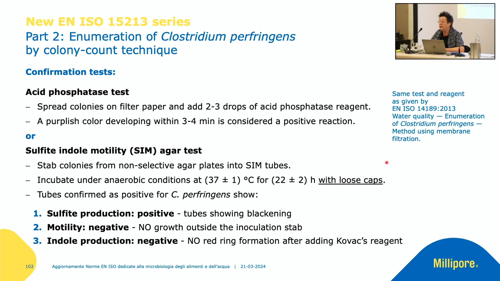SIM agar is very simple, prepared in tubes with a high depth, and you stab your colony directly into the tube. Very simple, and incubate it overnight, very important, with loose caps in anaerobic conditions. The tubes confirmed as positive Clostridium perfringens show blackening; they are sulfite production positive. They have no motility, so there is no growth outside the inoculation stab. And we have a negative indole reaction after adding the Kovacs reagent. So it's a very simple test, and we are very happy that it's now included in the ISO method, because it can be done everywhere without toxic components, and all over the world SIM agar is available from different suppliers.